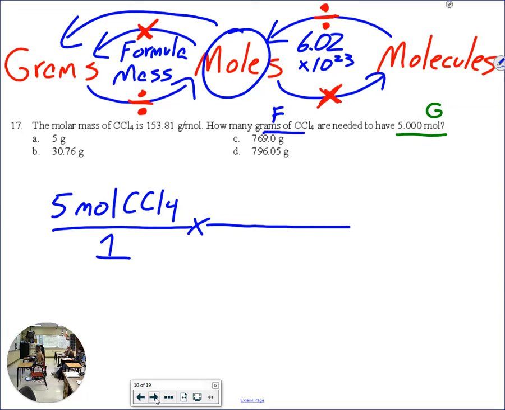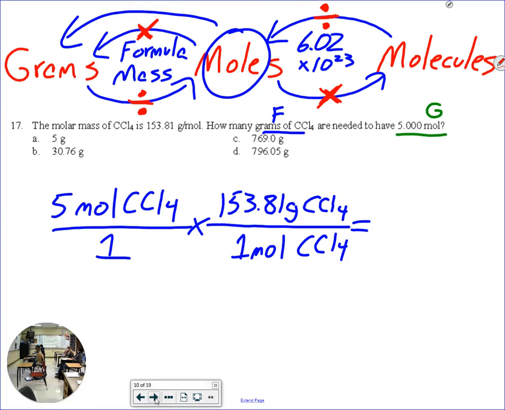My next step, I know that 1 mole of CCl4 is 152.81 grams, so I'm going to put the 1 mole of CCl4 down here. And I'm going to put 152.81 grams of CCl4 up here. Moles cancels moles. Since they're both on top, it's 5 times 153, so about 750-ish or more, right? Is it going to be closer to C or closer to D? Closer to C, right? And then you could always use your calculator just to be safe. And that's how we solve that.